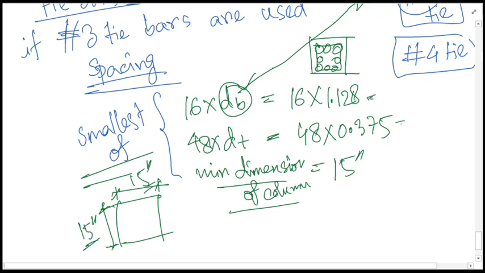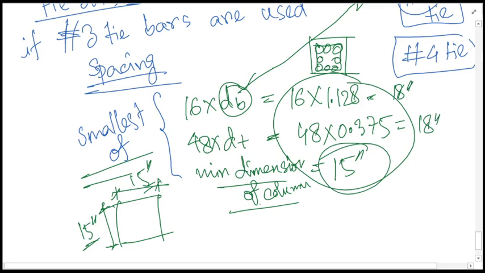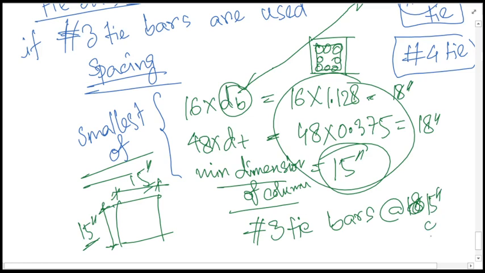If it were a rectangular column, we would use the minimum dimension there. So from these three, whichever is the least one, from this one you get 18 inch, also this 18 inch, so this 15 inch will be governing here. So you will provide number 3 tie bars at the rate of 15 inch center to center. That will be your design. So that's how you will have to design the columns.